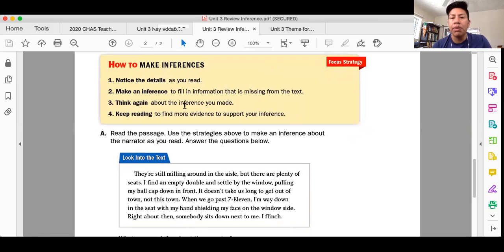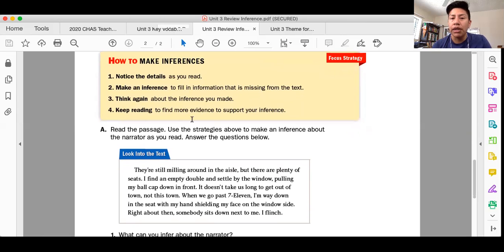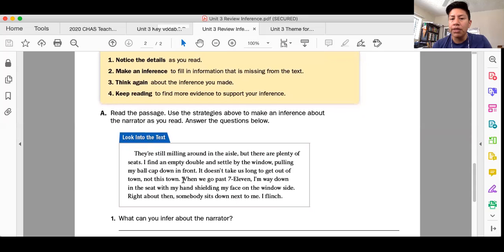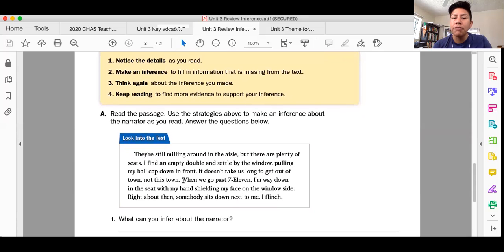Think again about the inference you made. So maybe you thought they were young, but they're actually a little bit older, and son como inmaduros, quizás por eso pensaron que estaban bien joven. Un ejemplo. Okay. Next, keep reading to find more evidence to support your inference. Okay, so for example, we're going to read this little passage and then see if we can make an inference.